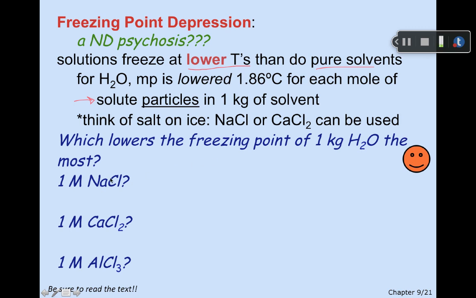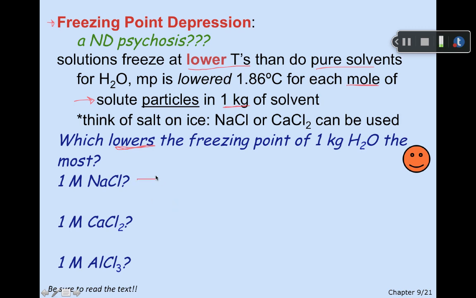So if you compare some other compounds, 1 molar sodium chloride, 1 molar calcium chloride, and 1 molar aluminum chloride, which one is going to lower the freezing point of a kilogram of water the most? In other words, which one has the greatest effect on the freezing point? Which one lowers it the most? Again, it has to do with how many moles of solute particles per kilogram of solvent, aka per liter.